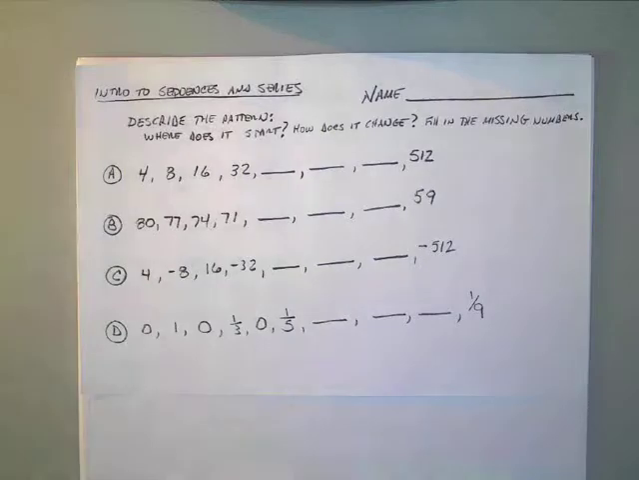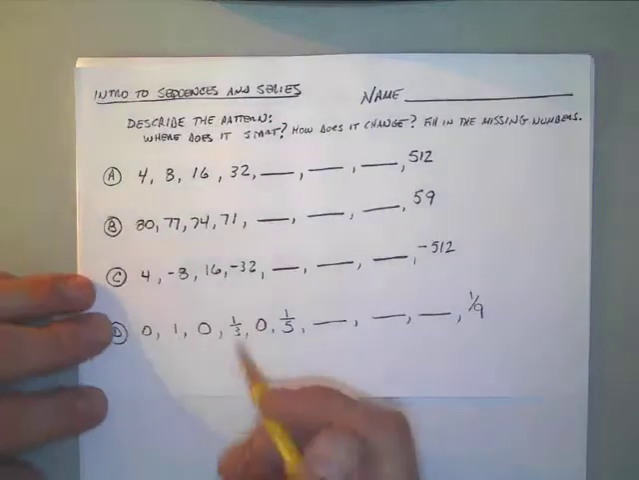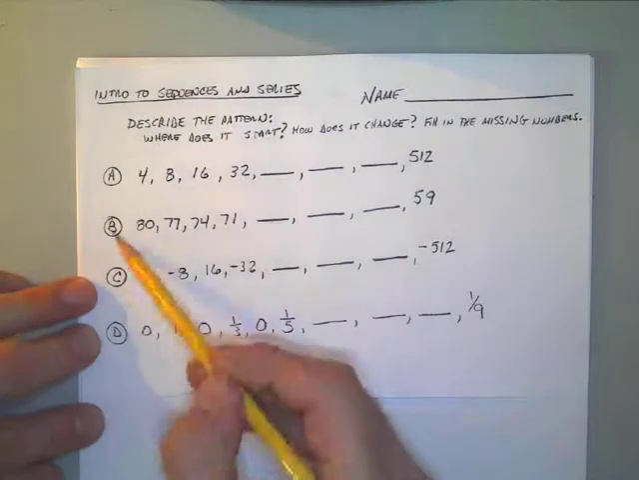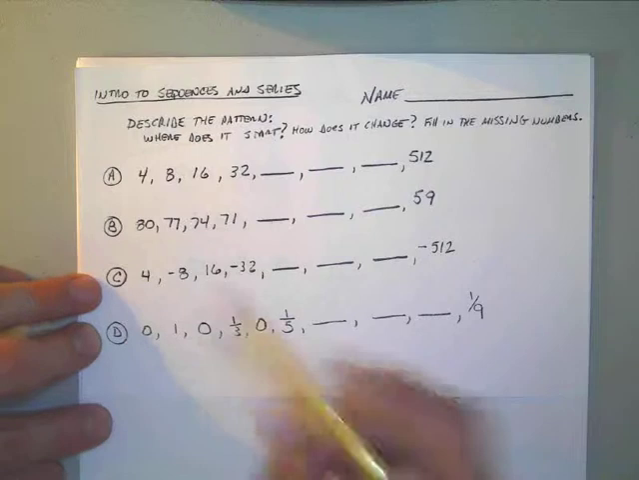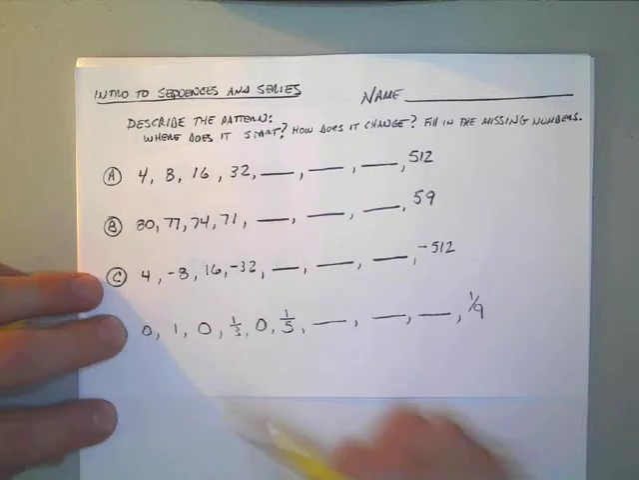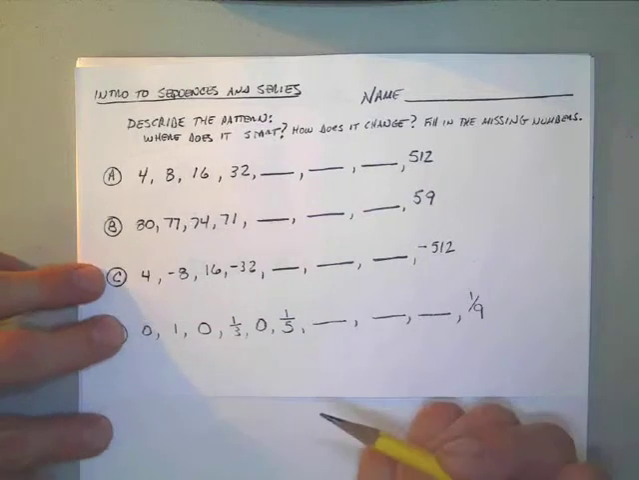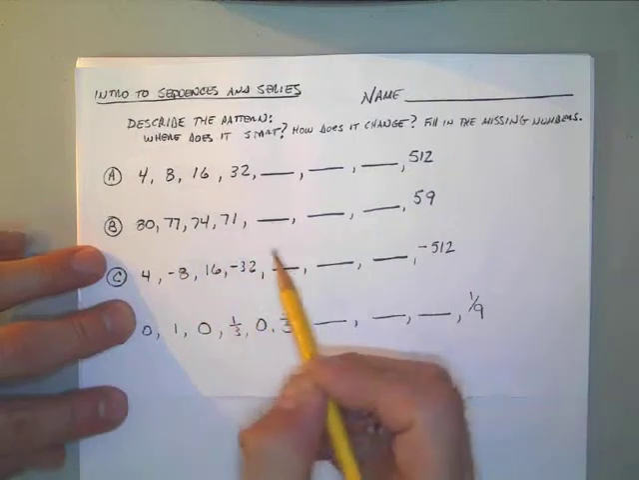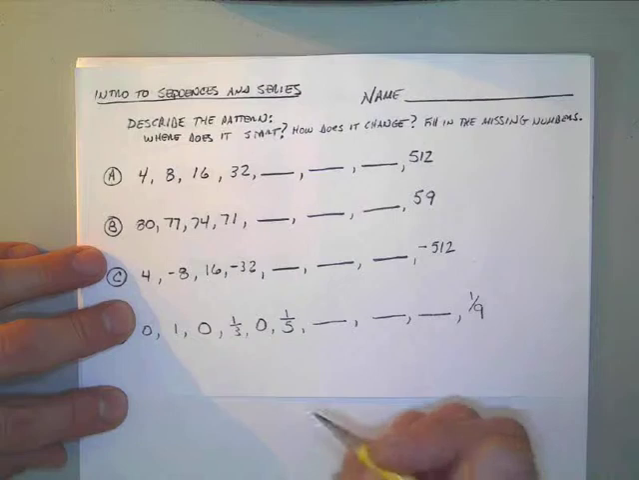Hey, Dave Staublin here. We're looking at some number patterns as our intro to sequences and series. For each of these four sequences, we want to describe the pattern. Where does it start, or what number does it start at? And then how does it change from number to number to number? And then fill in the missing numbers.